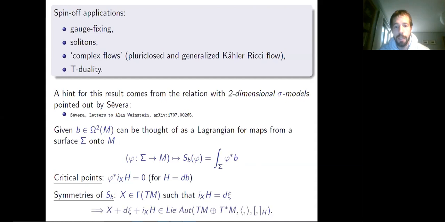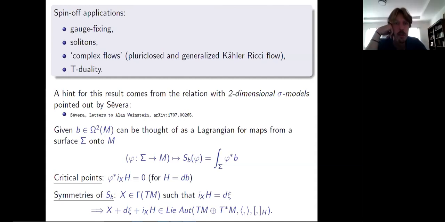And the nice thing now is that out of this equation, if I have a vector field which satisfies that the contraction with H is d of a one form, then I can cook up naturally an element in the Lie algebra of the automorphism group of tangent plus cotangent with this twisting by H. And this is x plus dg plus ixh. So this means that symmetries of the two-dimensional variational problem that I'm considering correspond, at least some of them, naturally to the symmetries of the current algebra.